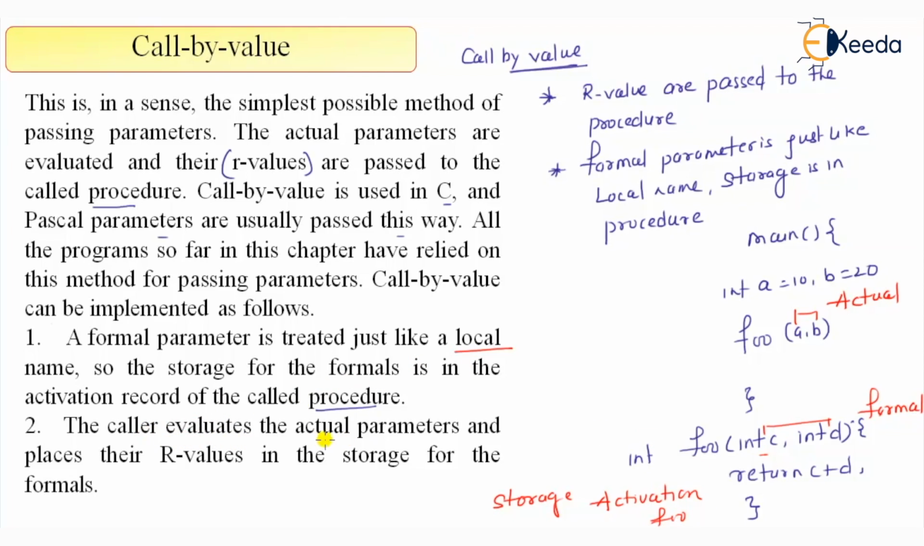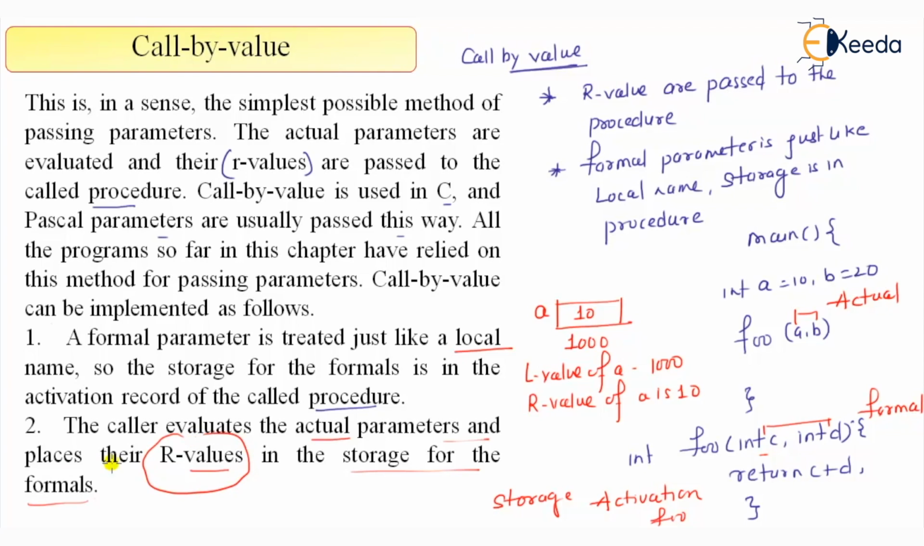The caller evaluates the actual parameters and passes the R values for the storage of the formals. Here there is nothing to evaluate directly, but for a and b, a will be associated with location 1000, and there will be a value. So the L value of a is 1000, and the R value of a is 10. In this case it evaluates and passes the R value of that storage.